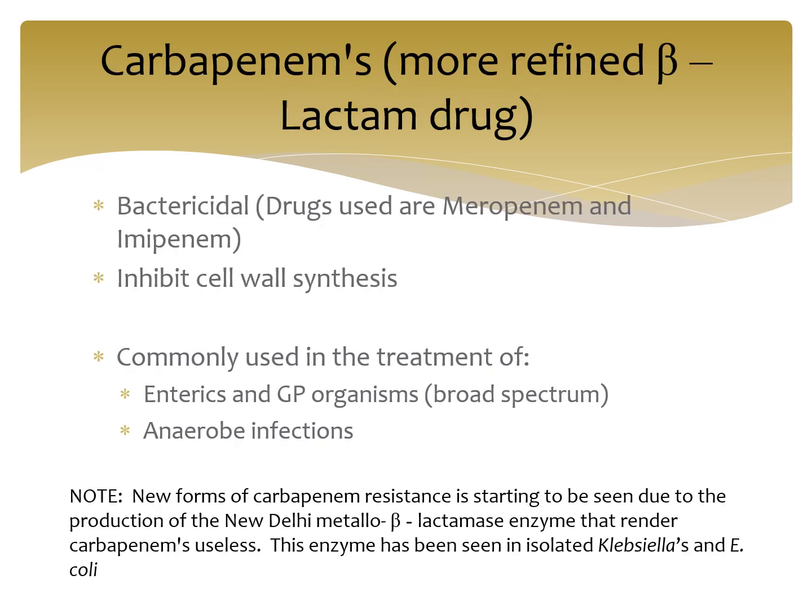The carbapenems are the more refined beta-lactam drugs, and they are bactericidal. Drugs that I want to talk about in this slide are meropenem and imipenem, and they are effective because they inhibit cell wall synthesis of the organism. The carbapenems are commonly used in the treatment of enterics and gram-positive organisms. The carbapenems are a very good broad-spectrum drug, and they are also used for resistant enterics. They can also be used for the anaerobic infections.